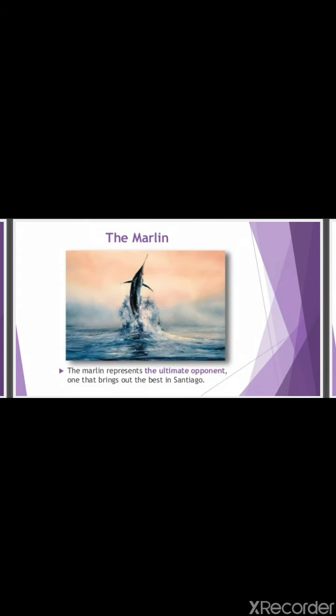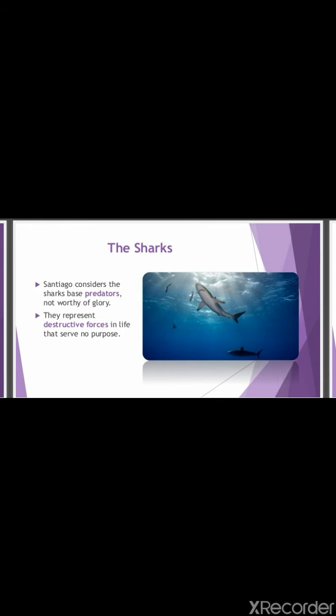Symbol number two is the Marlin. The Marlin represents the ultimate opponent, one that brings out the best in Santiago. Marlin is the fish that was hooked by the hero of the novel, Santiago. Symbol number three is the sharks. Santiago considers the sharks base predators, not worthy of glory. They represent destructive forces in life that serve no purpose.